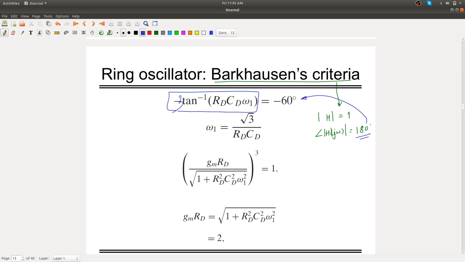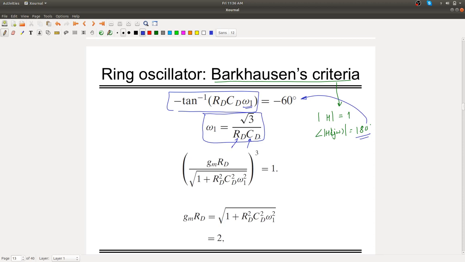So each pole is going to contribute, and if by 60 degrees your system will oscillate, and from there you can find out omega 1. Omega 1 is root of 3 divided by RD CD. So this is the frequency of oscillation. If you choose RD and CD wisely, you can achieve whatever frequency of oscillation you need. It's a combination of RD and CD.